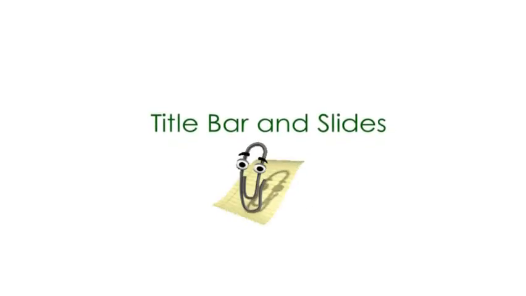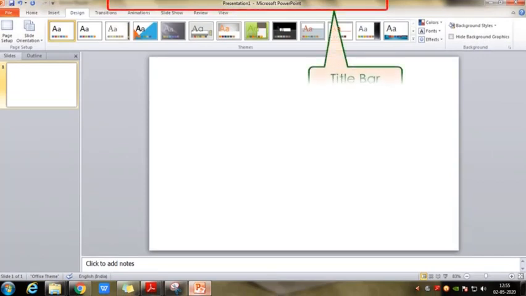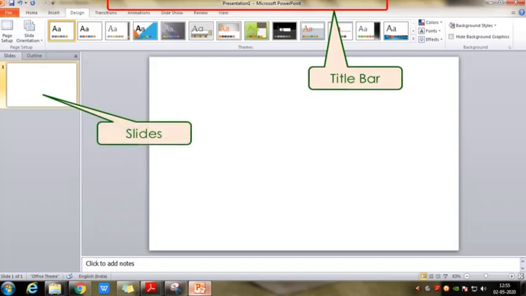Once you open a new PowerPoint presentation, the screen appears like this. The top layer is called the title bar, which shows the name of the presentation. The left portion is called slides. You can add and view multiple slides.